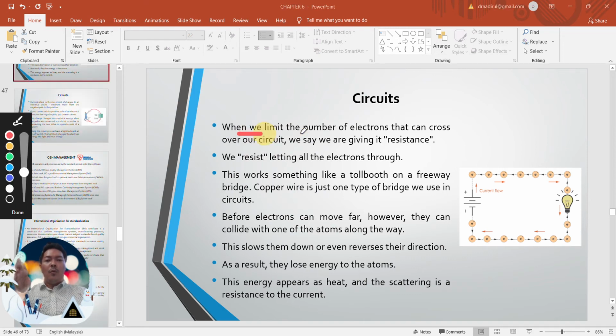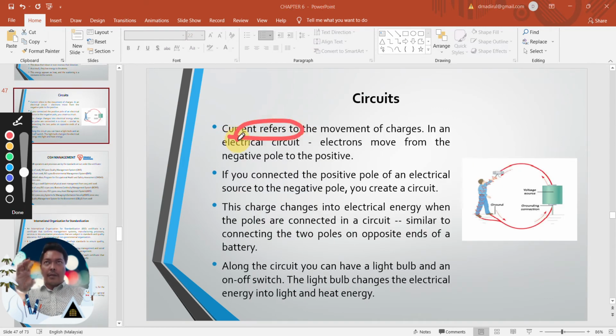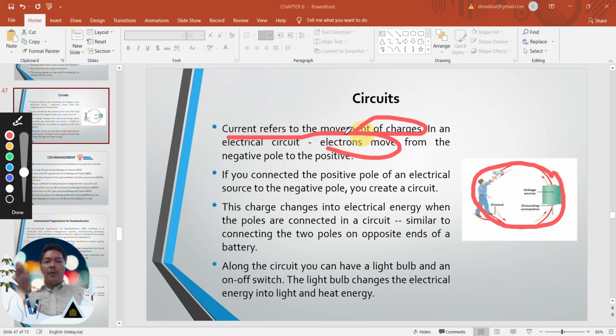So when we're referring to the circuit, we normally refer to the current itself. The current refers to the movement of charges. So it is the movement of charges in an electrical circuit in which the electrons move from the negative pole to the positive. You can see here.